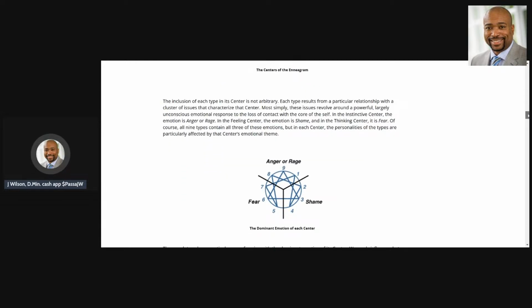It's also broken up into fear, 7, 6, and 5. Shame, 4, 3, and 2. Anger and rage, 8, 9, and 1. That's the dominant emotion. And so you can see how that works, how it's split up.